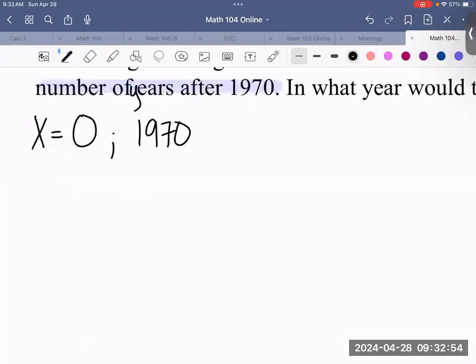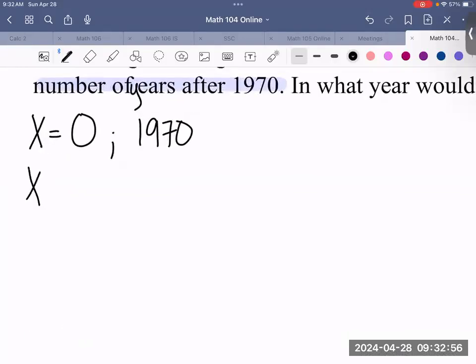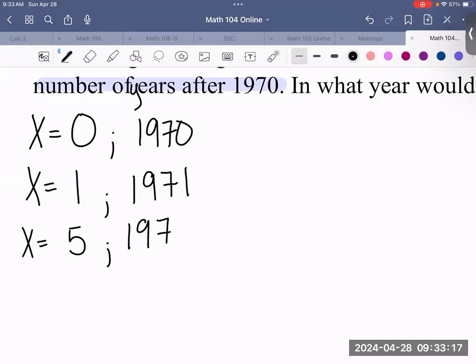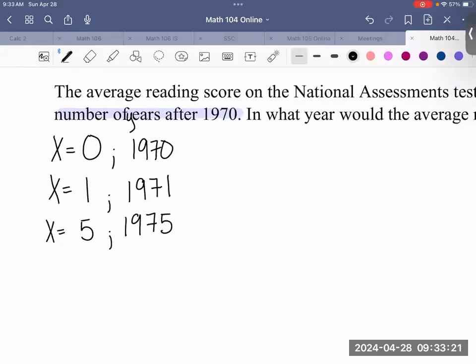Before I go on, let me flesh this out just a little bit more because this is perhaps one of the first times we're seeing this sentence. So if we're being asked, what does x equal to 1 actually mean? What year is that? That's really just 1971. Let's do it again. What about when x is equal to 5? Well, that would be 1975. So hopefully that makes a little bit more sense because we're going to be analyzing what your final answer means when it comes out.